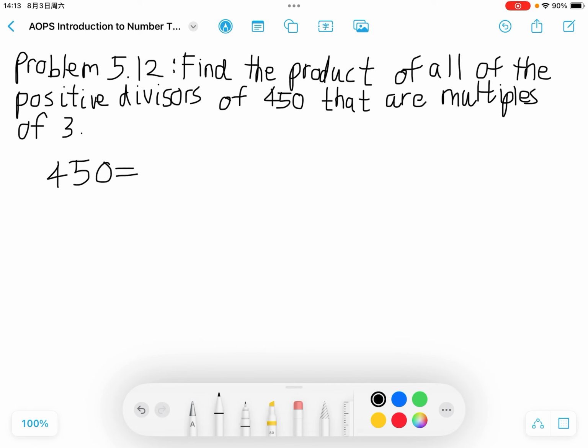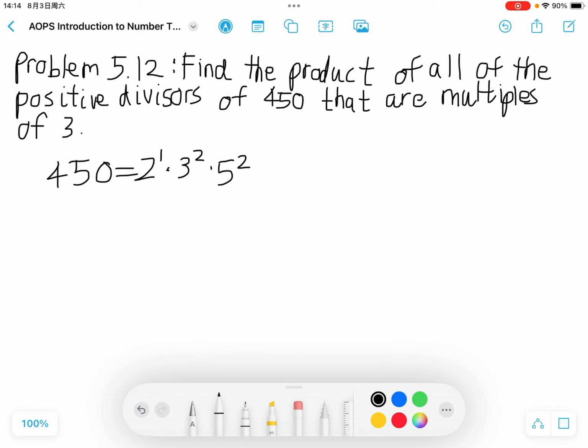So we just prime factorize this. We have 2 to the power of 1 times 225. 225 is 15 squared, so 15 is 3 times 5. So we have 2 to the power of 1 times 3 squared times 5 squared. That's our prime factorization.